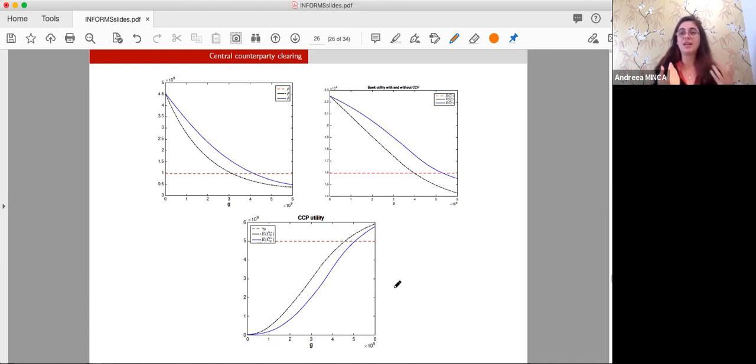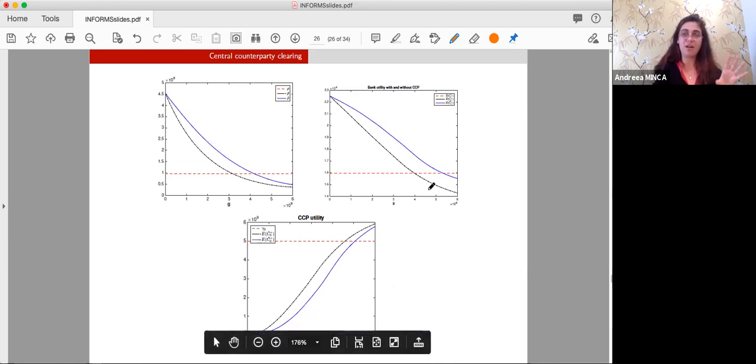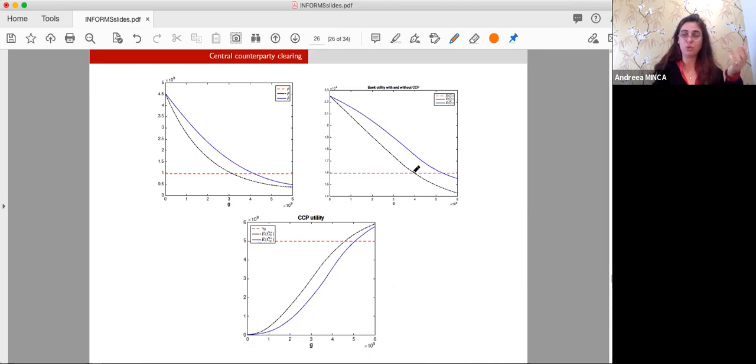And it turns out that if we look at the non-netted case, the fact that banks are reluctant to put as much capital as necessary, as much guarantee fund as necessary, then we cannot find a solution that improves the utility of everybody involved, and at the same time reduces systemic risk.